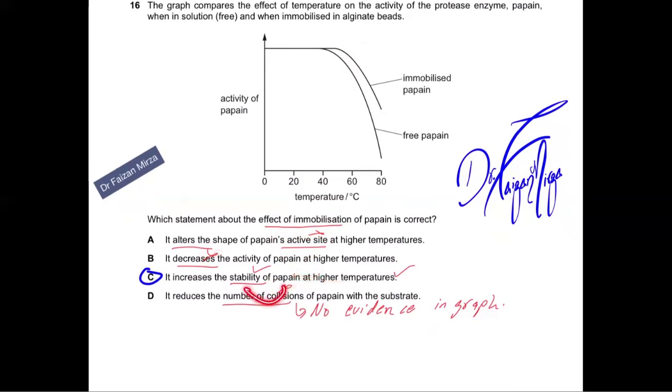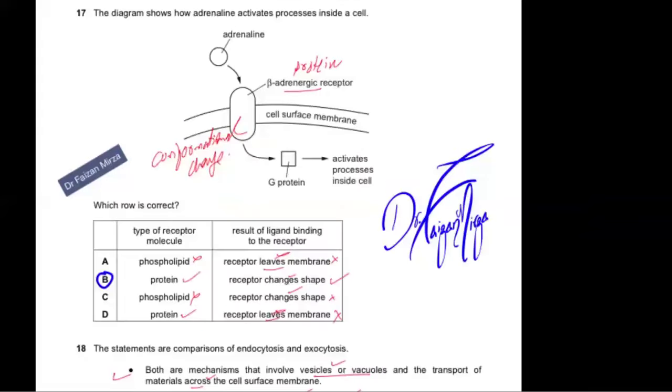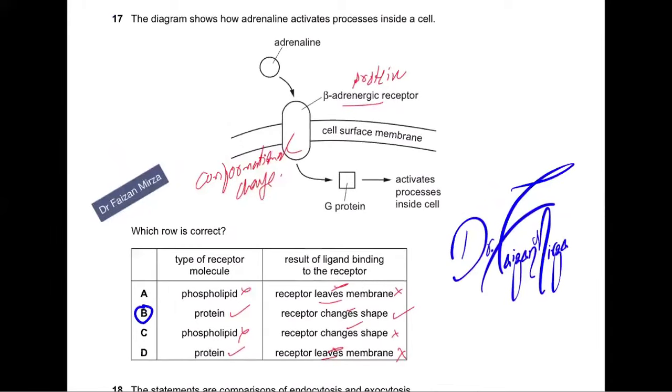It reduced the number of collisions. Again, there's no evidence in the graph to support this. Plus, as we increase the temperature, the collisions will definitely increase, because that's basic physics as well as chemistry: kinetic energy increases, so the molecules will collide more often.